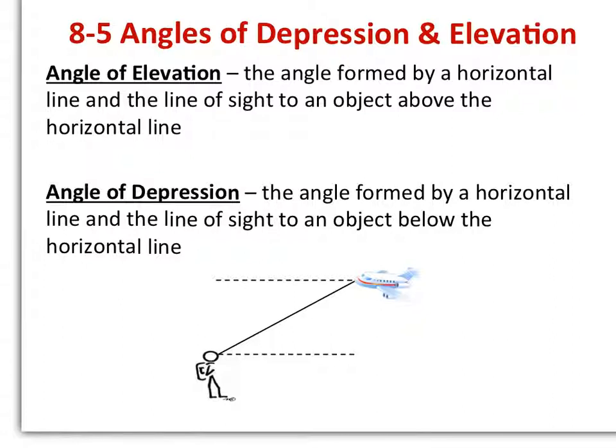So an angle of elevation is when you are looking up in the sky, maybe at an airplane or a bird or the sun. And an angle of depression is when you're looking down at the ground, maybe at an animal that's down there or just at the grass.